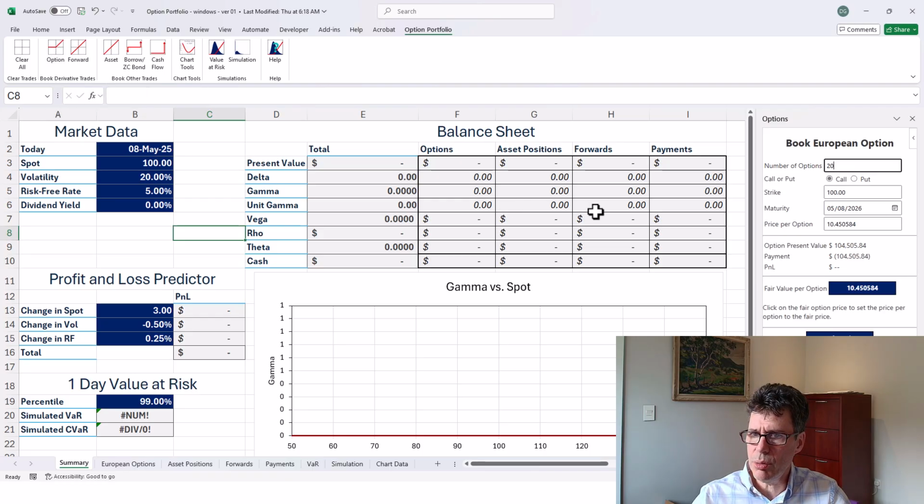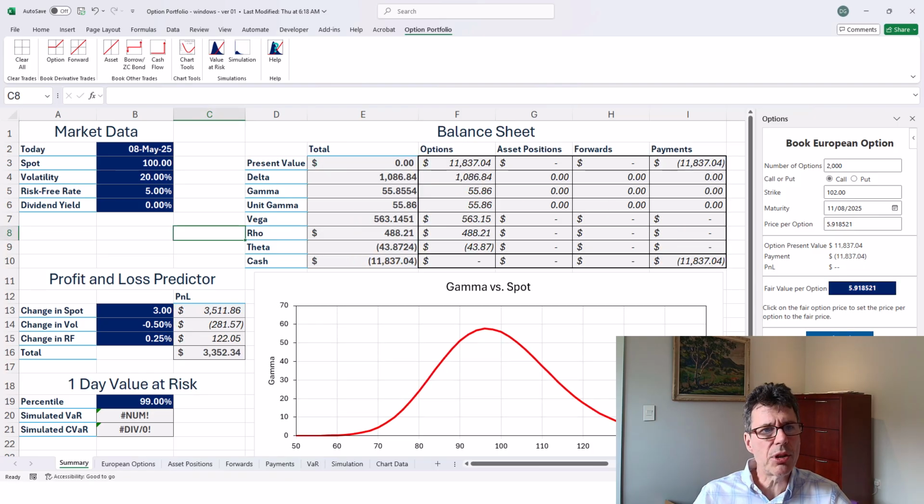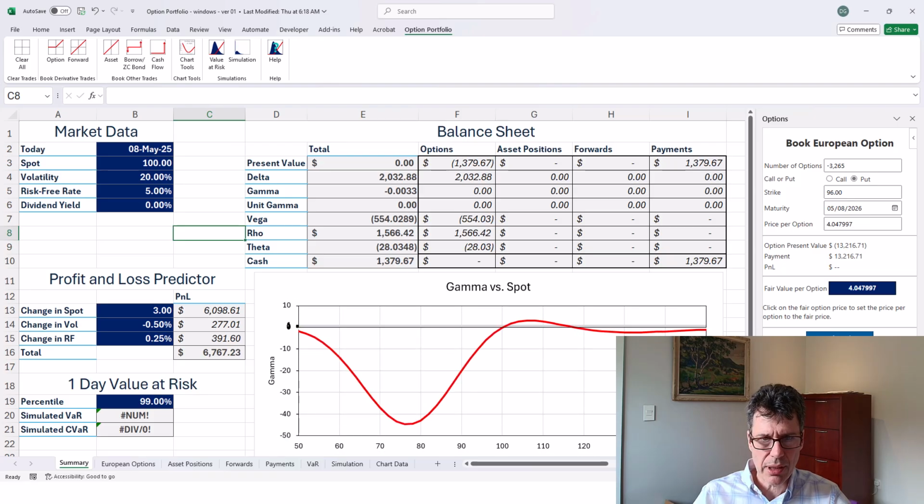So that was 2,000 call options with a strike of 102, November 8th, 2025. That was my original position. There's my original option position. And now we're going to hedge. We want to go short 3,265 put options with a strike of 96 and a maturity of May 8th, 2026. Let's do that fair value. Book the option.